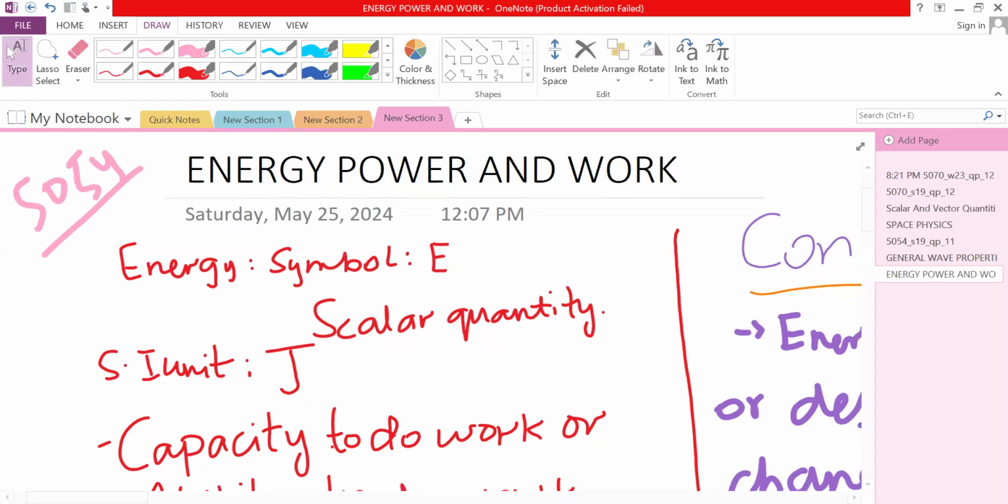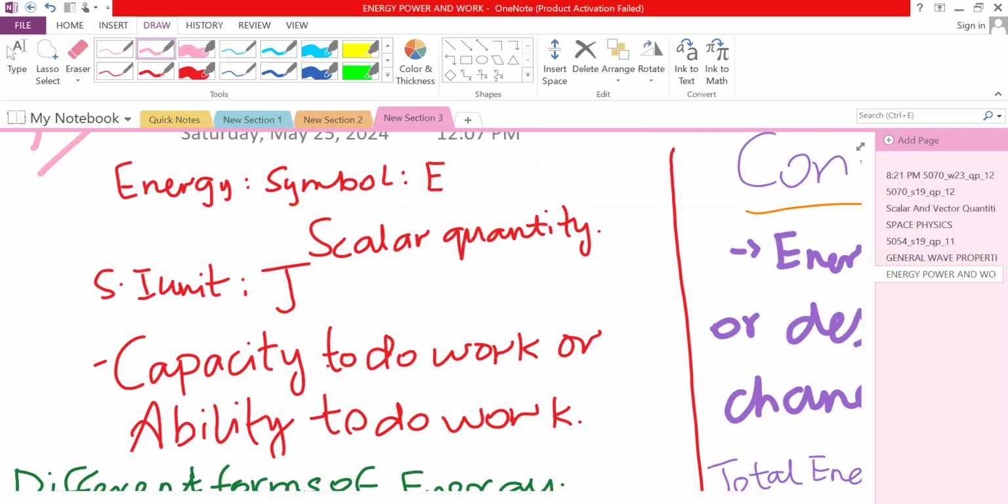What is energy? Energy's symbol is E, and energy is a scalar quantity. Its SI unit is joules. Energy is the capacity to do work, or the ability to do work. So this is the definition of energy.